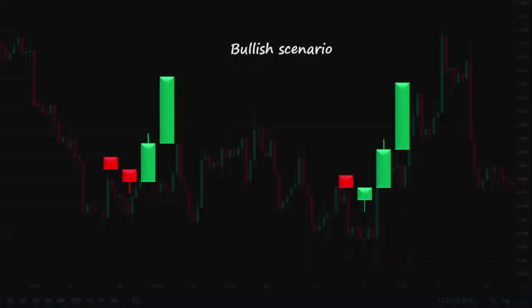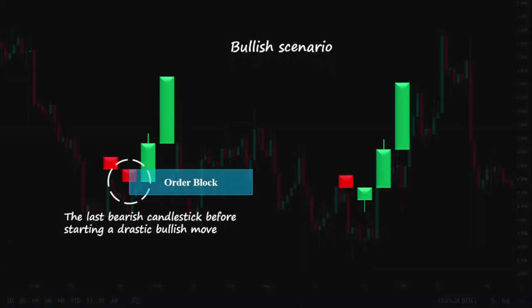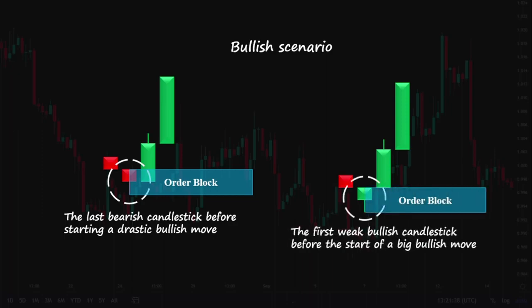So, let me show you how to indicate an order block. In the bullish scenario, the last bearish candlestick before the start of a heavy bullish move is detected as the order block zone, or the first weak bullish candlestick before the drastic move. The same concept applies to the bearish scenario.